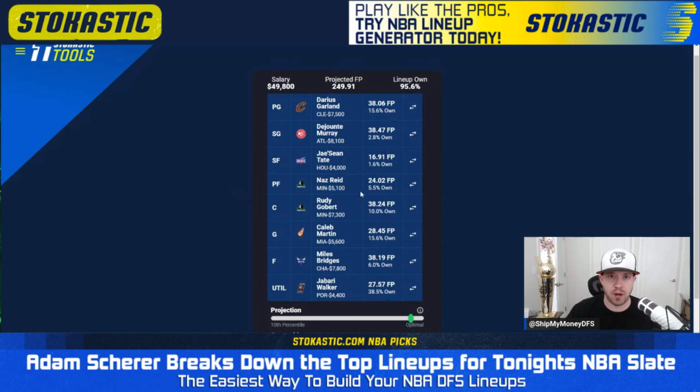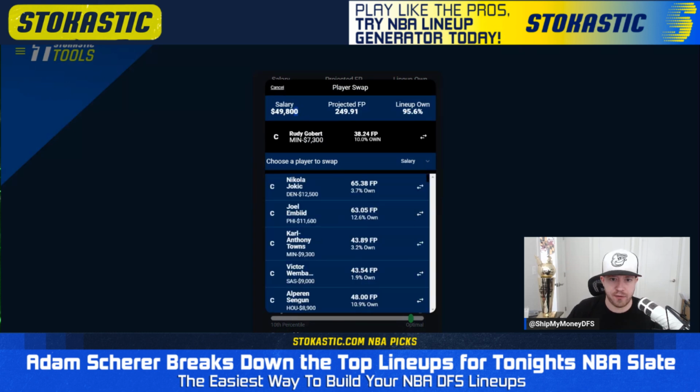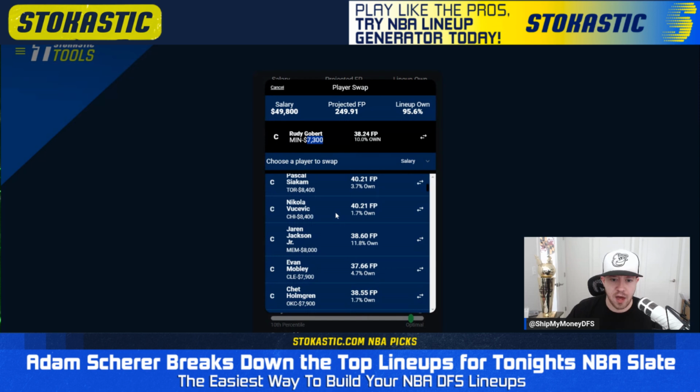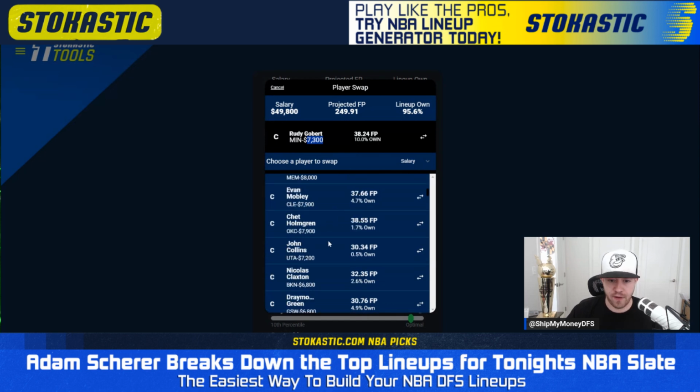But one of the first customization options you have that I was referring to are these arrows over here on the right. You can see that each player has their salary, their fantasy projection, and their ownership. But these arrows over here allow you to swap out individual players if you wish to do so. So maybe you're looking at this lineup and you really like it, but you don't want Rudy Gobert. So you can click the arrows over here. You see you have $200 left over below the salary cap. Rudy Gobert is $7,300. So you have $7,500 to work with.